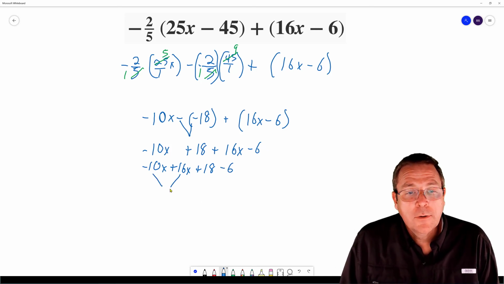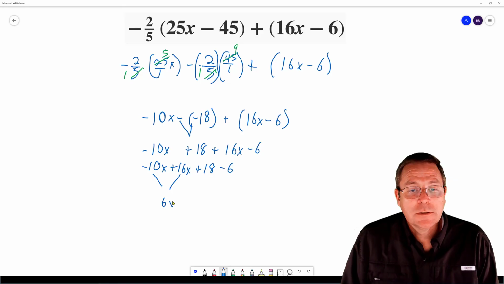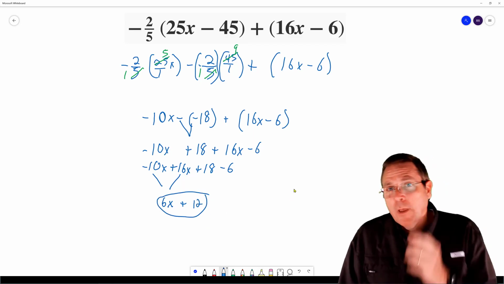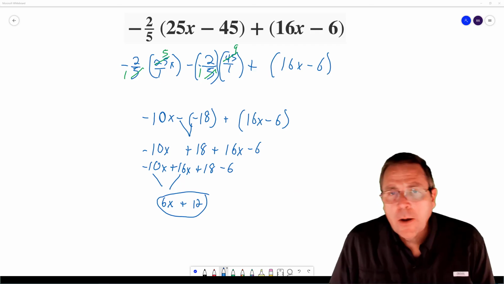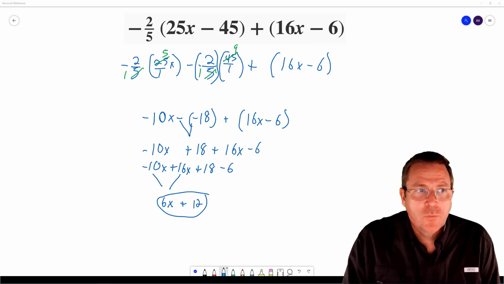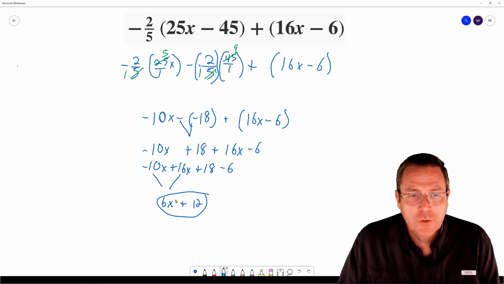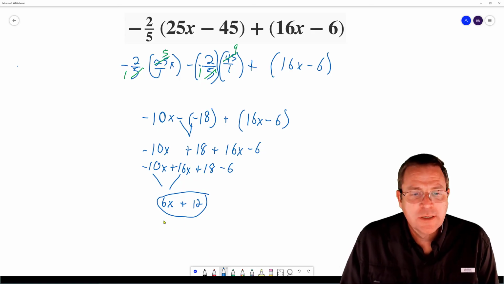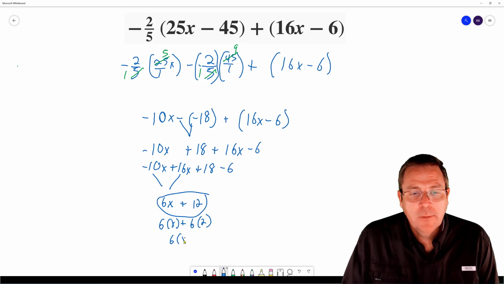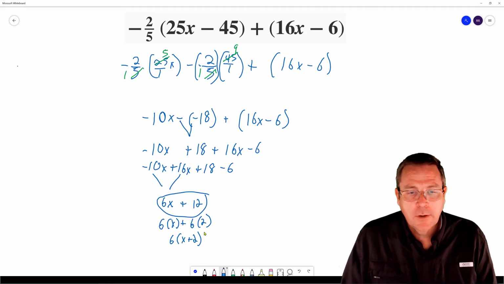Signs are different. Find the difference, which is going to be 6x, and it's going to be positive, plus 18 minus 6 is going to be 12, and that is the first phase of our problem, but we're not quite done yet. Now we have to pull out the greatest common factor, which should be pretty obvious to you. The greatest common factor here is going to be 6, so that means I would have 6 times x plus 6 times 2. In our final stage, 6 times the sum of x and 2.